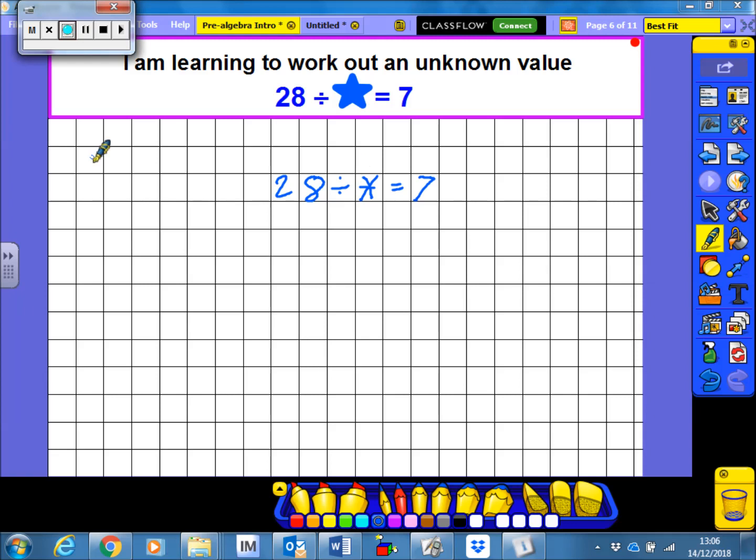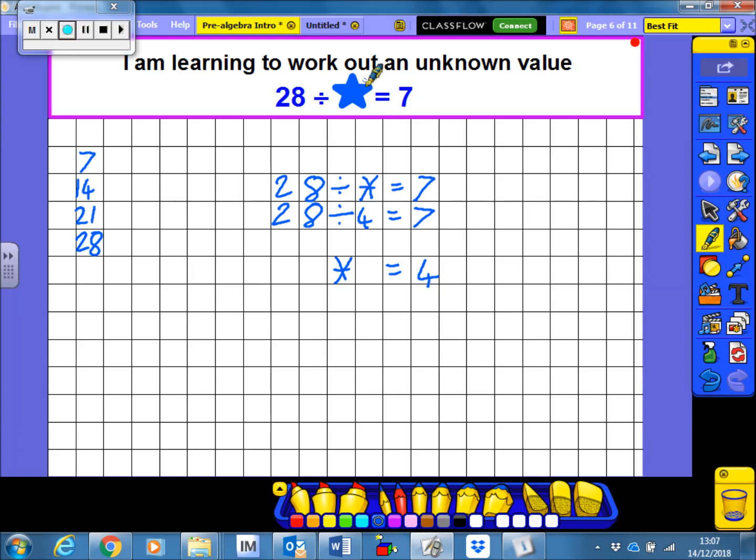Okay, so we write out our 7 times table. We have 7, 14, 21, 28. Right, we got there. So that was 7 times 1, 7 times 2, 7 times 3, 7 times 4. So that means that 28 divided by 4 equals 7. And so for this particular sum, our star equals 4.